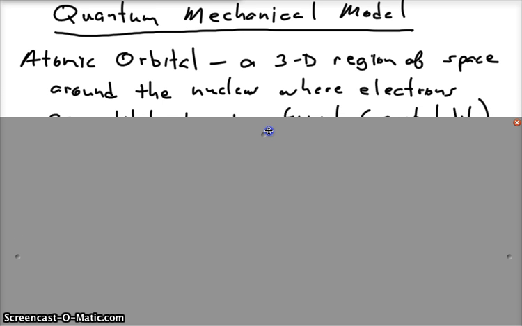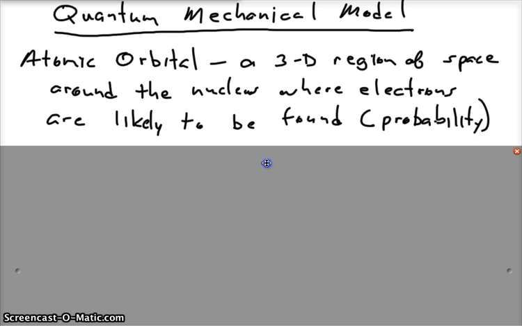So anyway, the quantum mechanical model is what we're looking at, and the first thing I want to do is give you a definition of an atomic orbital. Write this down: an atomic orbital is a 3D region of space around the nucleus where electrons are likely to be found. It deals with probabilities. If you need to pause to write stuff down, then pause it. I'm just going to go for time's sake.